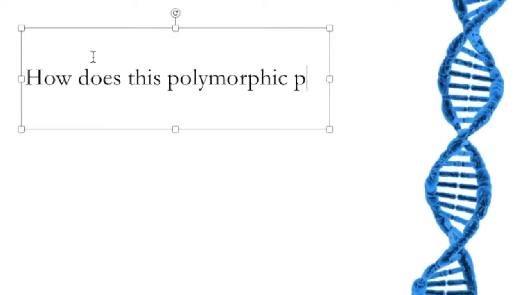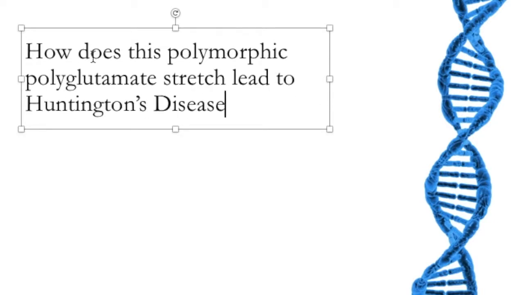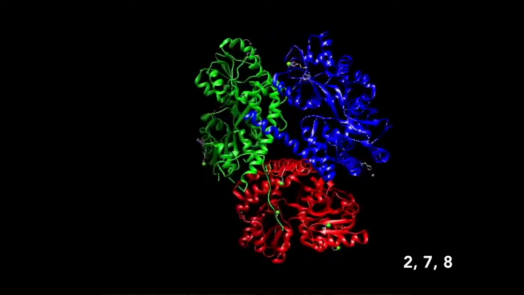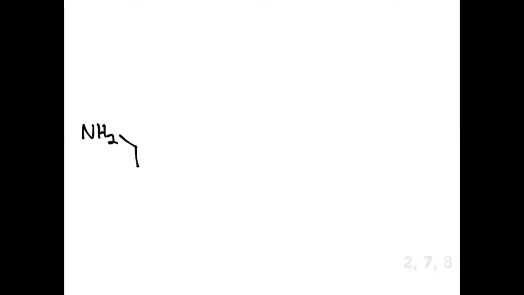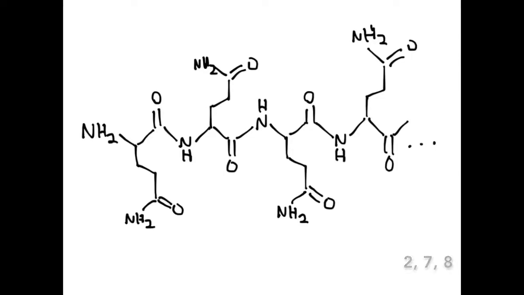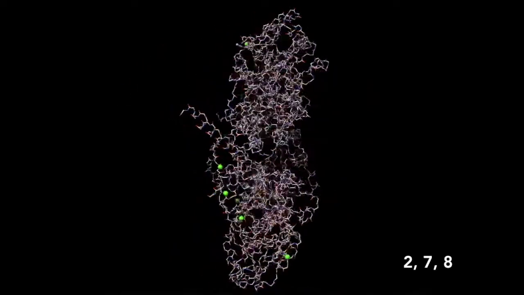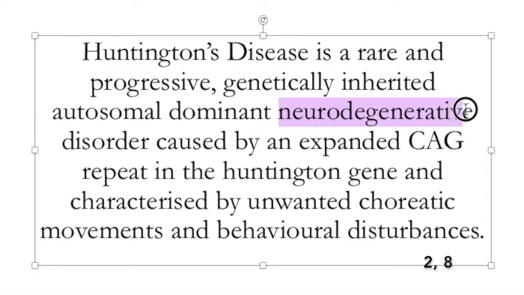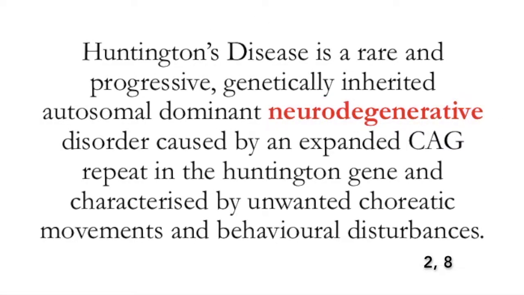But how does this polymorphic polyglutamine stretch lead to Huntington's disease? The role of the Huntington protein is yet to be fully understood. However, the protein is predicted to have vast functions in mediating normal physiological processes. Some of these functions include axonal trafficking and regulation of gene transcription. The most popular theory suggests that the mutant Huntington protein acquires a toxic gain of function which leads to neurodegeneration, causing the signs and symptoms associated with Huntington's disease.